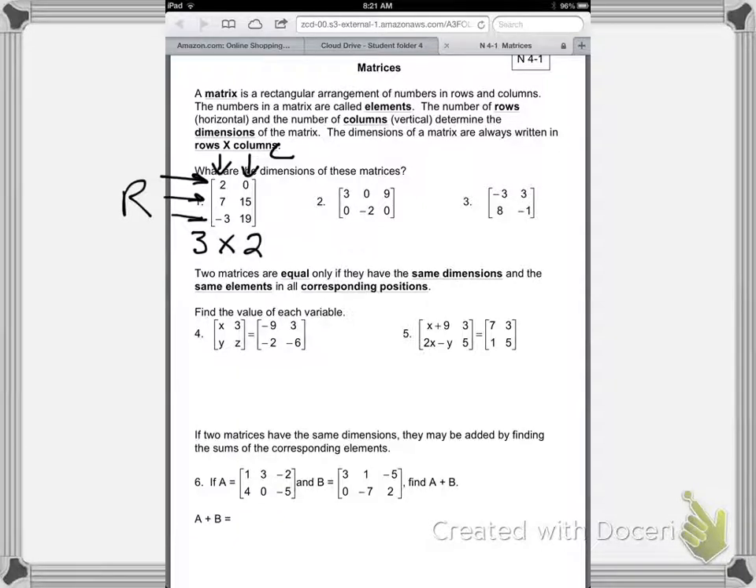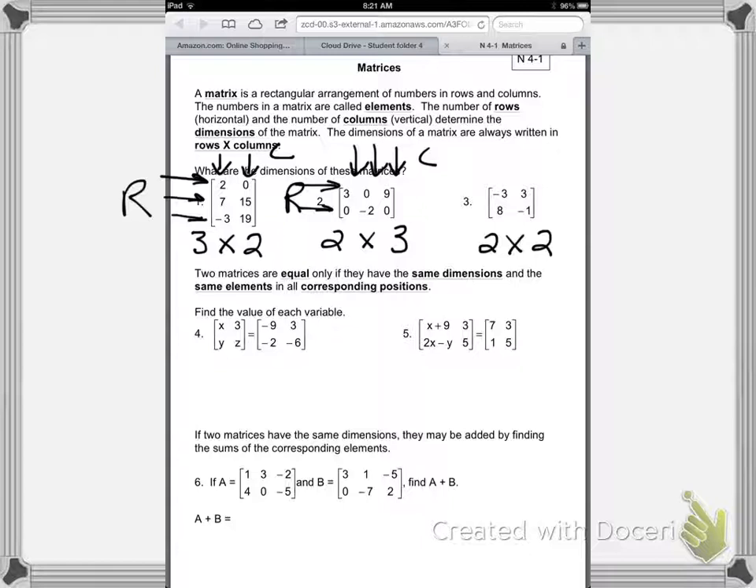Okay. This has 2 rows. Again, rows go this way. So it's 2 by 3, it has 3 columns. So remember, row by column when you're thinking dimensions. And this one is what we call a square matrix. It's 2 by 2.